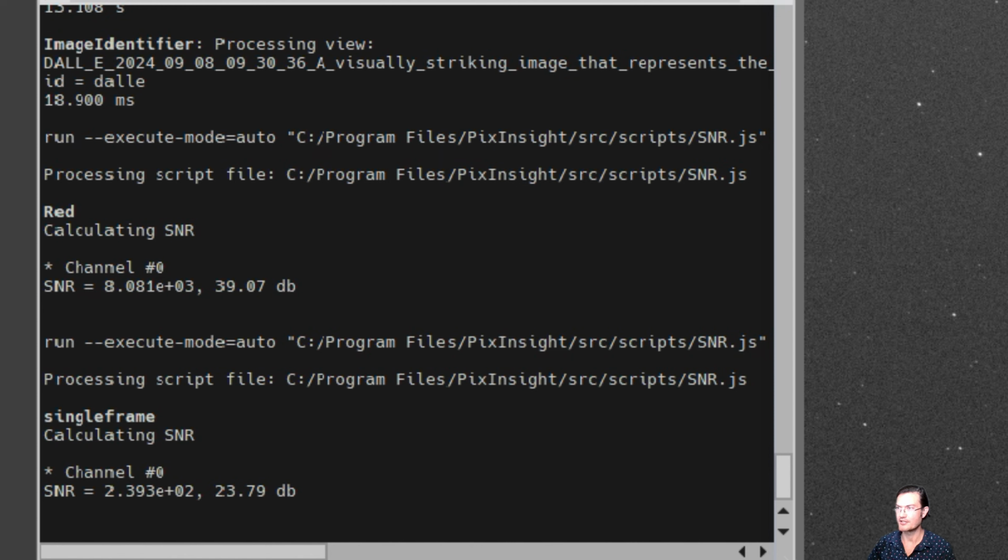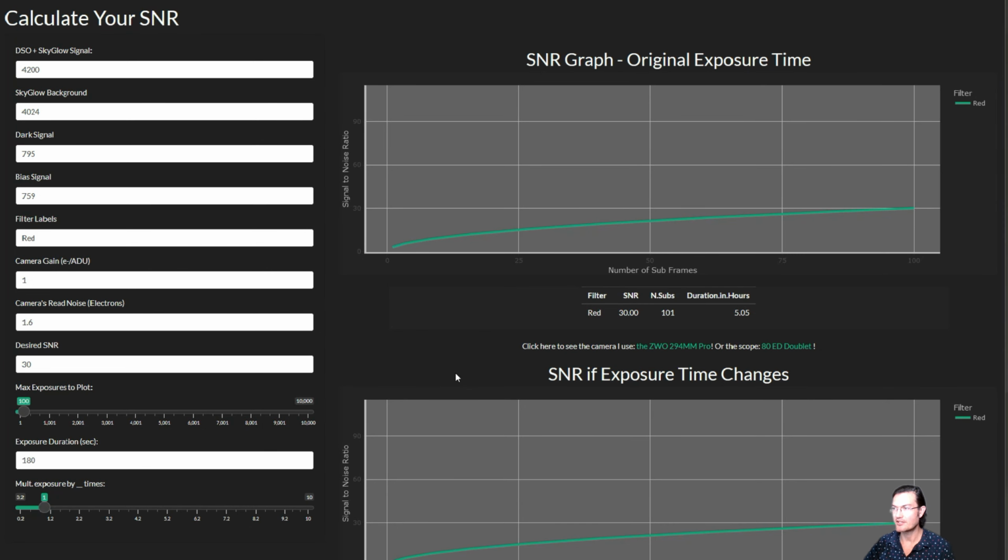Let's look at a couple other calculators too. Deep Sky Detail has a couple of videos talking about signal to noise ratio, and his videos are very detailed, very technical. If you really want to know what's going on with SNR, go watch his channel. He puts out some amazing, very nice, technically oriented videos. So here's his calculator for signal to noise ratio, and it requires a little work. You need your DSO plus your sky glow signal, your sky glow background, dark signal, bias signal, your camera gain, the camera's read noise, and then your desired SNR.